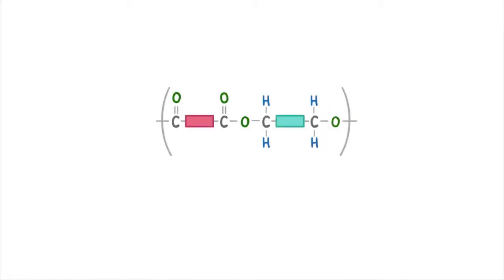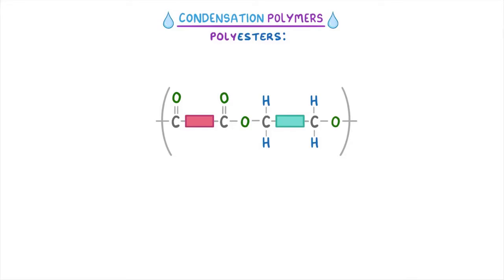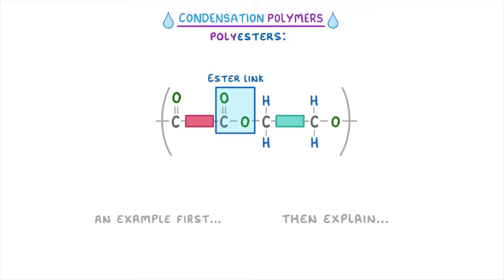In today's video, we're looking at condensation polymers, and in particular at a type called polyesters, which are made using these ester links. To make things easier, we're going to run through an example first to give you an idea of how it works, and then we'll explain exactly what's going on afterwards.